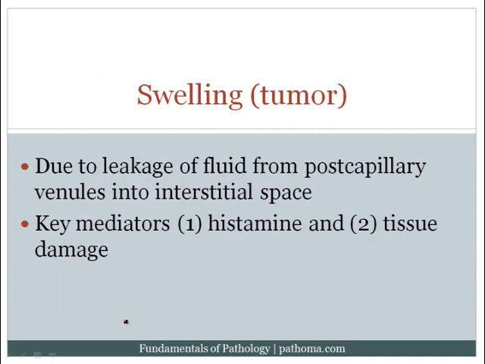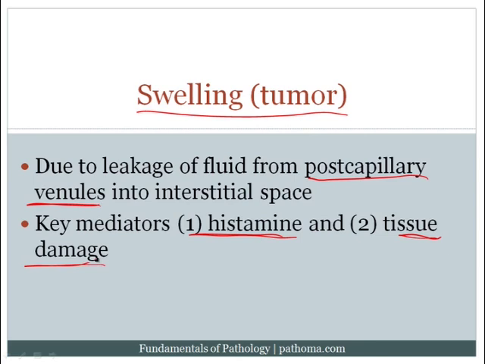The next of the key features that we see in acute inflammation clinically is swelling, also called tumor. And swelling, how is that going to occur? It occurs by leakage of fluid from the post-capillary venule into the interstitial space. Again, I've already kind of explained this, but it's important to know that leakage occurs at the post-capillary venule. And the key mediators are going to be histamine. Histamine is sort of the number one mediator. And another important mediator is going to be tissue damage.